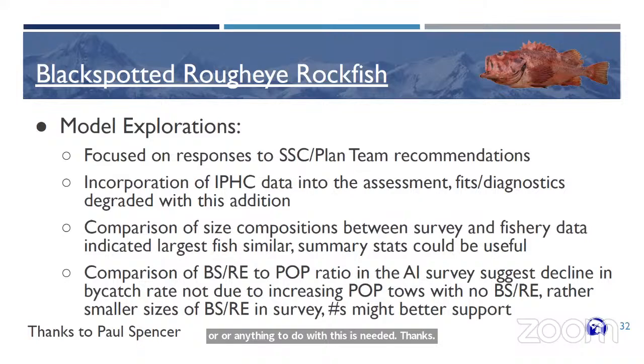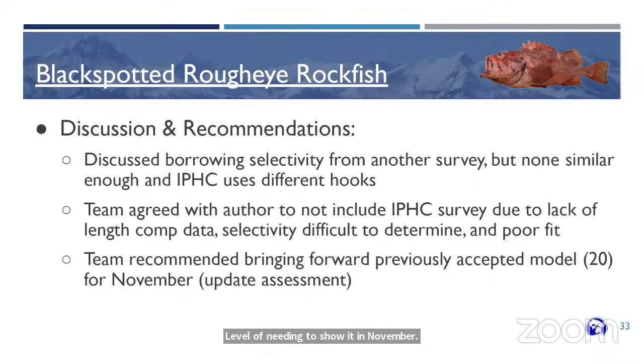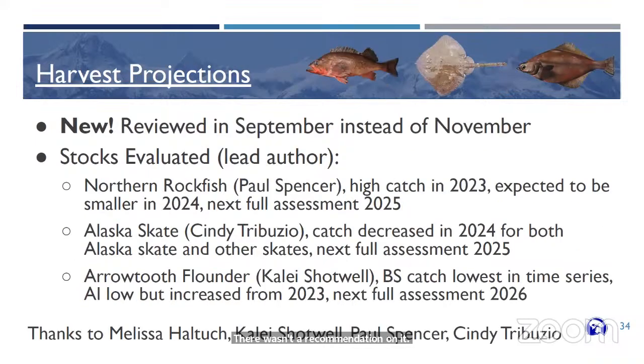I think they were actually trying to figure out who requested that. From what I gather, they were happy with what Paul had done for that comparison request, and I didn't think anything further was required. I think maybe they just had a suggestion to use numbers instead of biomass for that. But it didn't seem like it rose to the level of needing to show it in November. From what I remember, there wasn't a recommendation on it. Thank you. I think we're good on questions for that.